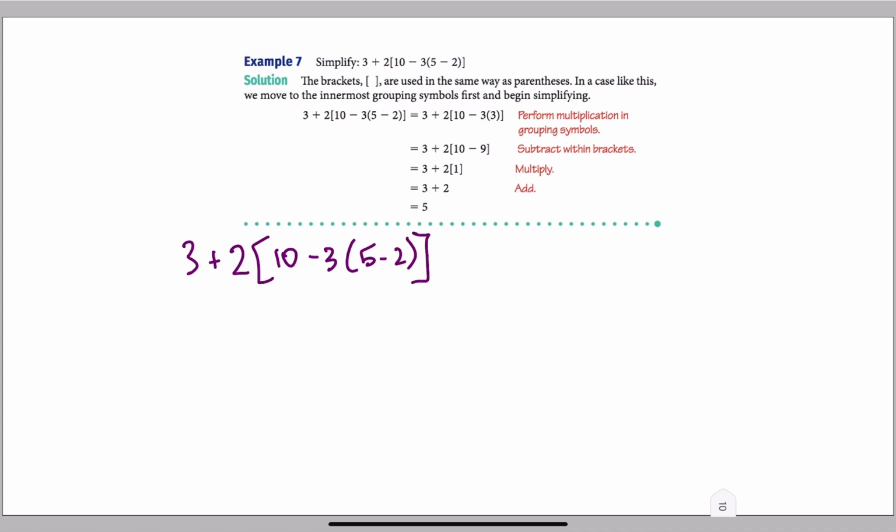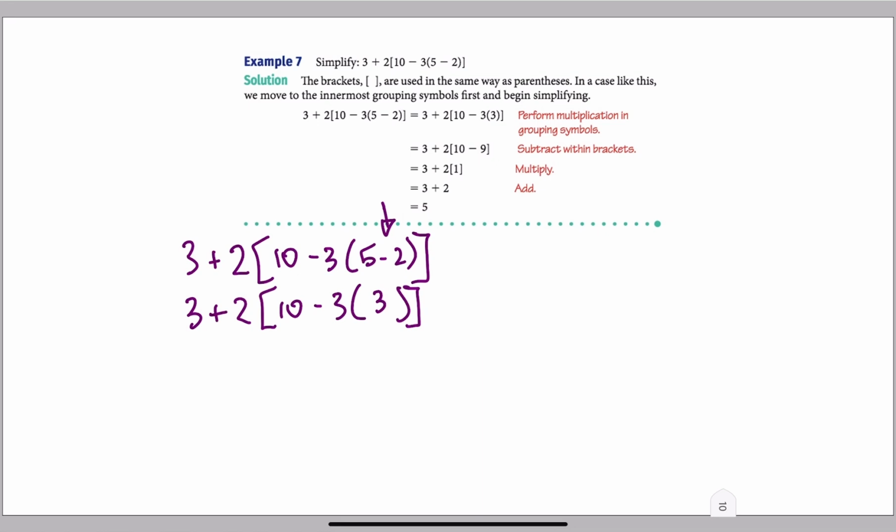And so I see brackets, but I also see parentheses. So I'm going to go into those parentheses. I'm going to go in here, and that's the work I'm going to start with on the inside. So all of this is going to stay the same. And what is 5 minus 2? That's 3. Now, am I done inside my parentheses? Yeah, I've done everything I can do inside parentheses.